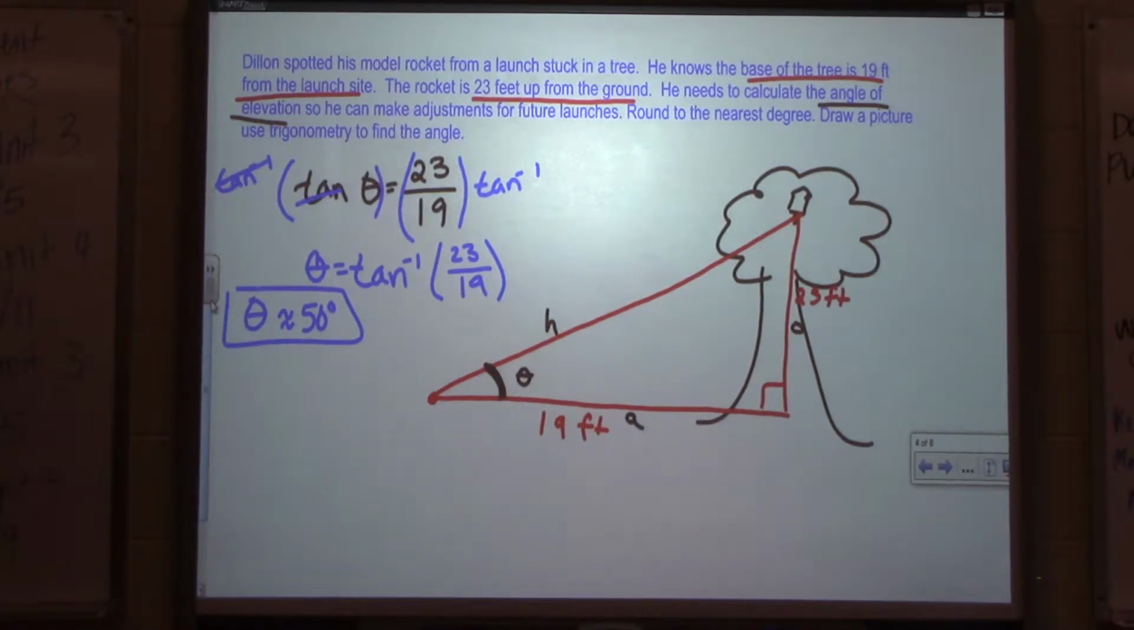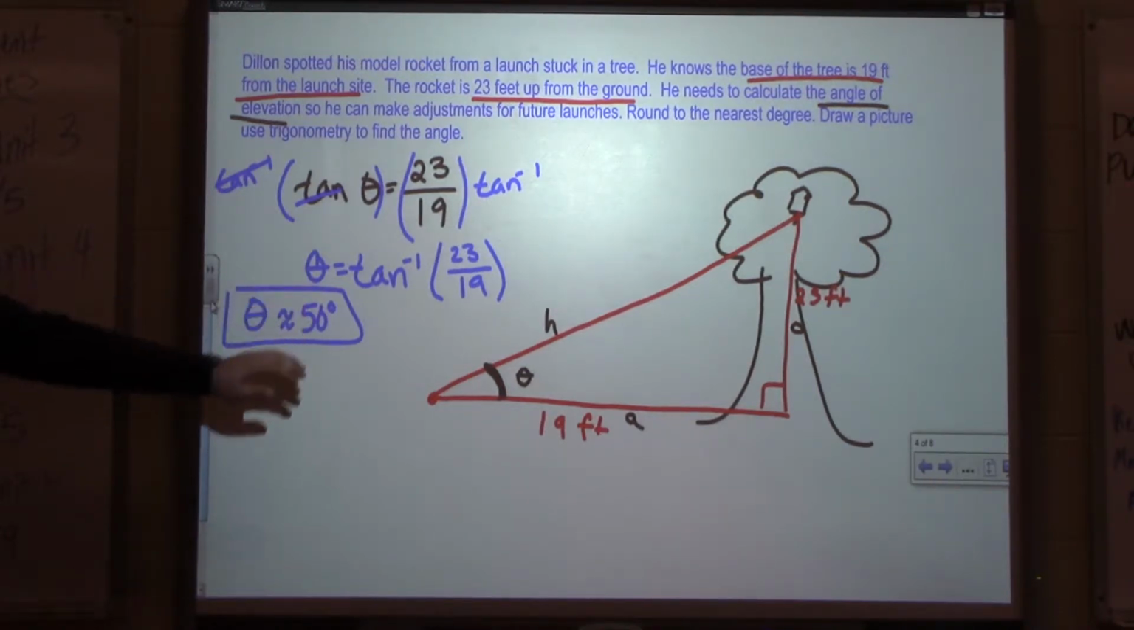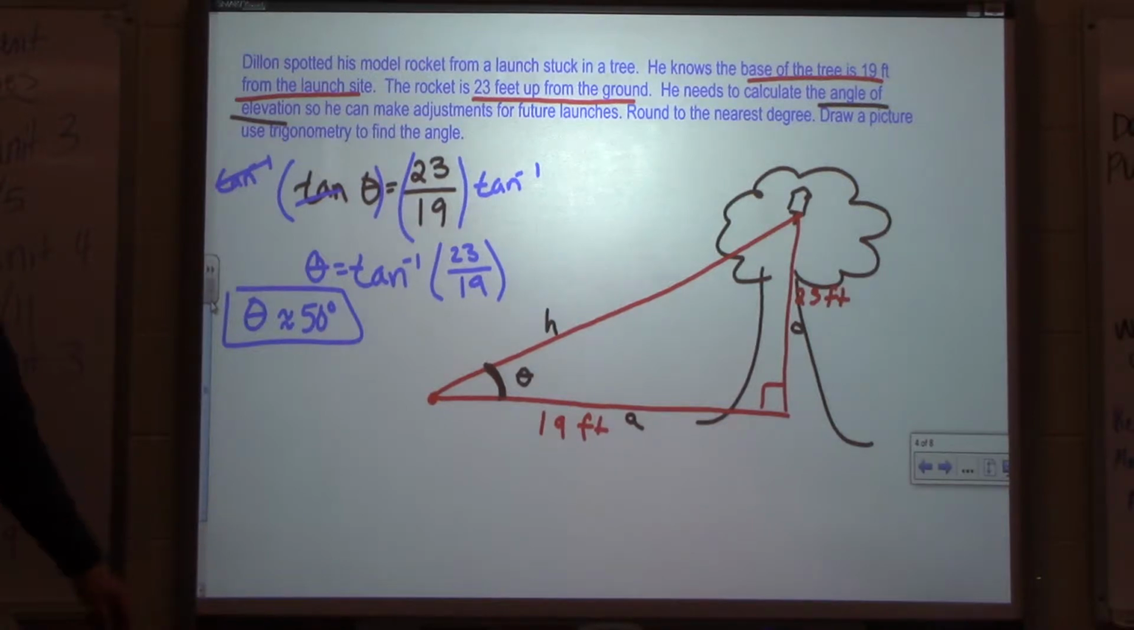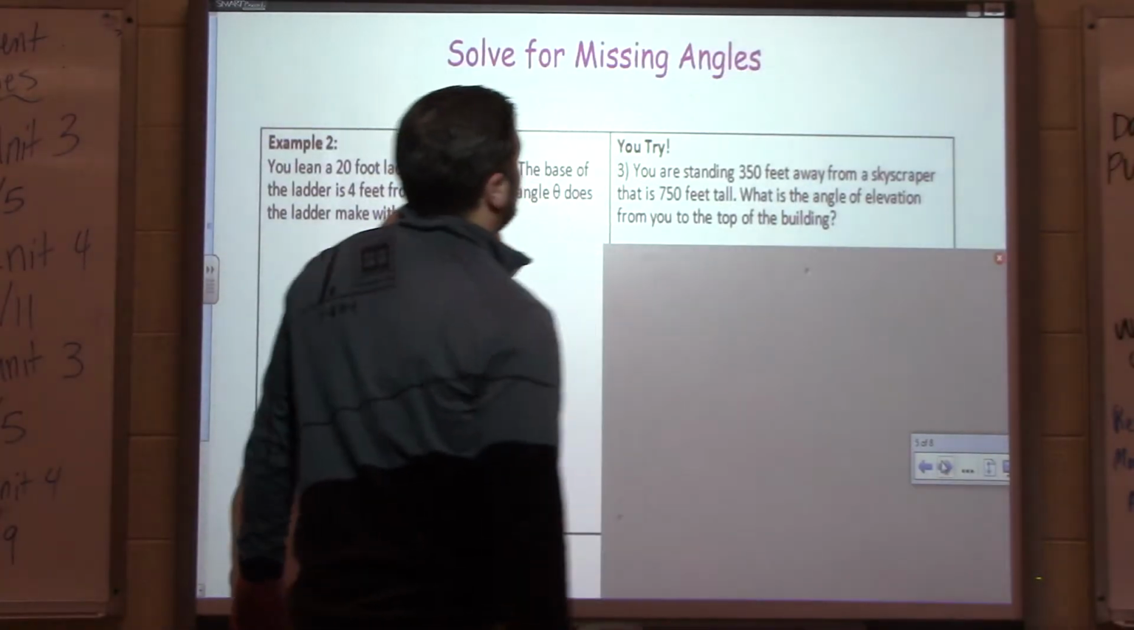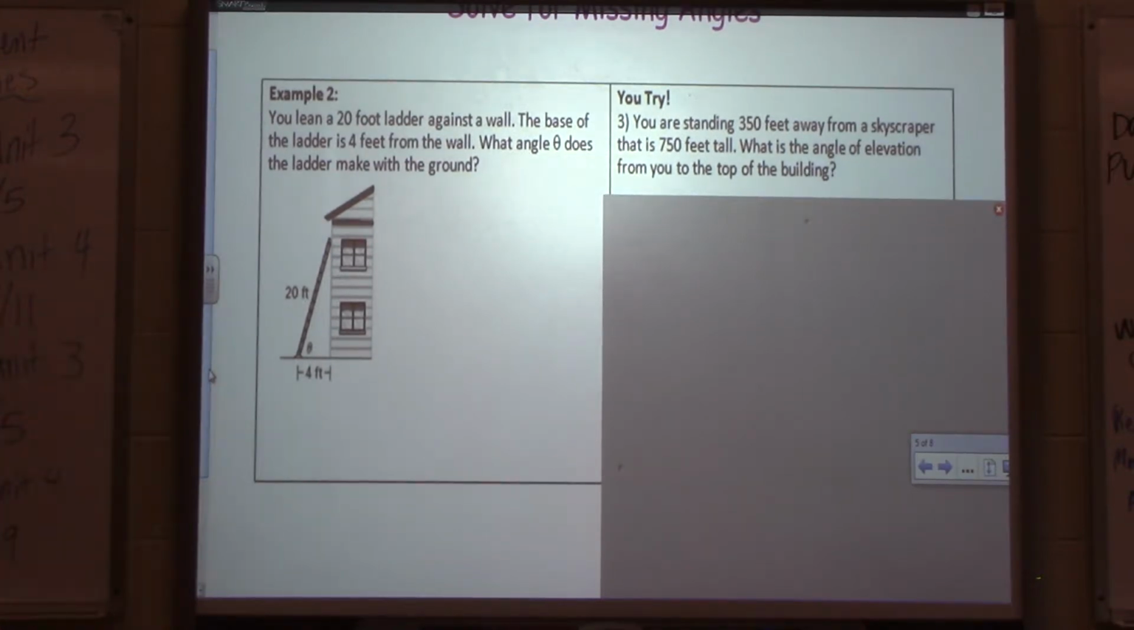Any questions? It's actually better to draw a picture. Way easier when you draw a picture. It's crazy. You can see it. All right. Any questions? We're good? I do believe there's a you try. Make sure you try. Does it say you try on there? We'll do one more together.